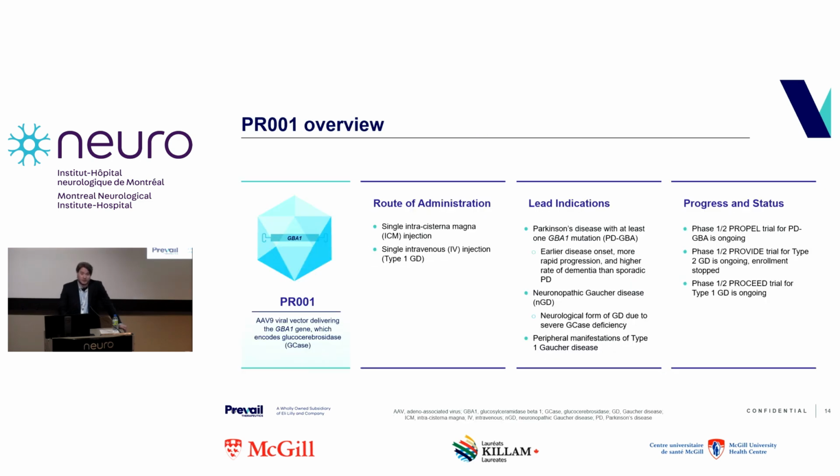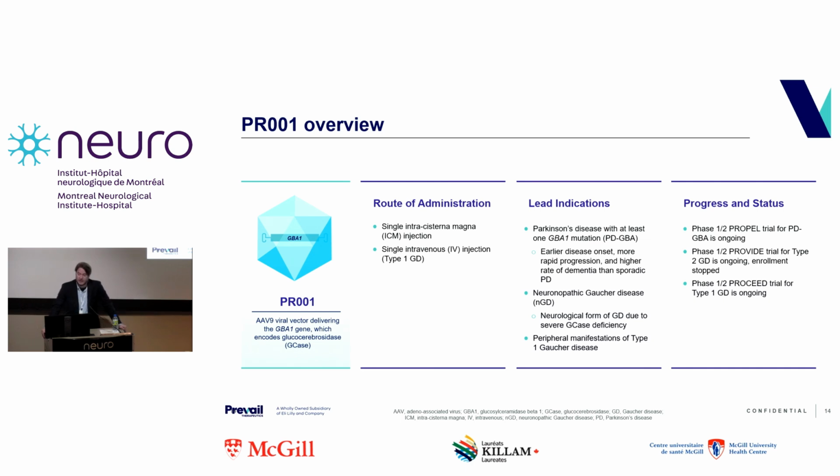I want to close with the overview of the PROPEL, the P01 overview. P01 by Prevail is an AAV9 viral vector delivery of the GBA1 gene. We have 2 routes of administration depending on the lead indication: Parkinson's disease with at least 1 GBA mutation, and neuronopathic Gaucher disease. Both are treated by an ICM injection. We also have a peripheral manifestation of type 1 Gaucher program with a single intravenous injection.